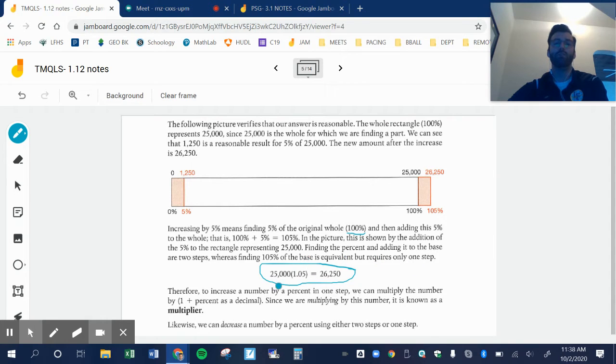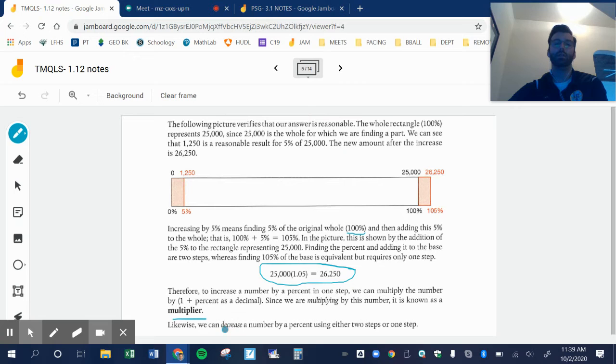So if I multiply this by the 100 plus 5 percent, so like 1.05, why can't I just multiply it by 105? But because remember, we represent our percents as decimals, okay? So I divide by 100. 105 divided by 100 is 1.05 to get 26,250. Therefore, to increase a number in one step, we can multiply a number by 1 plus the percent as a decimal. This is known as our multiplier.